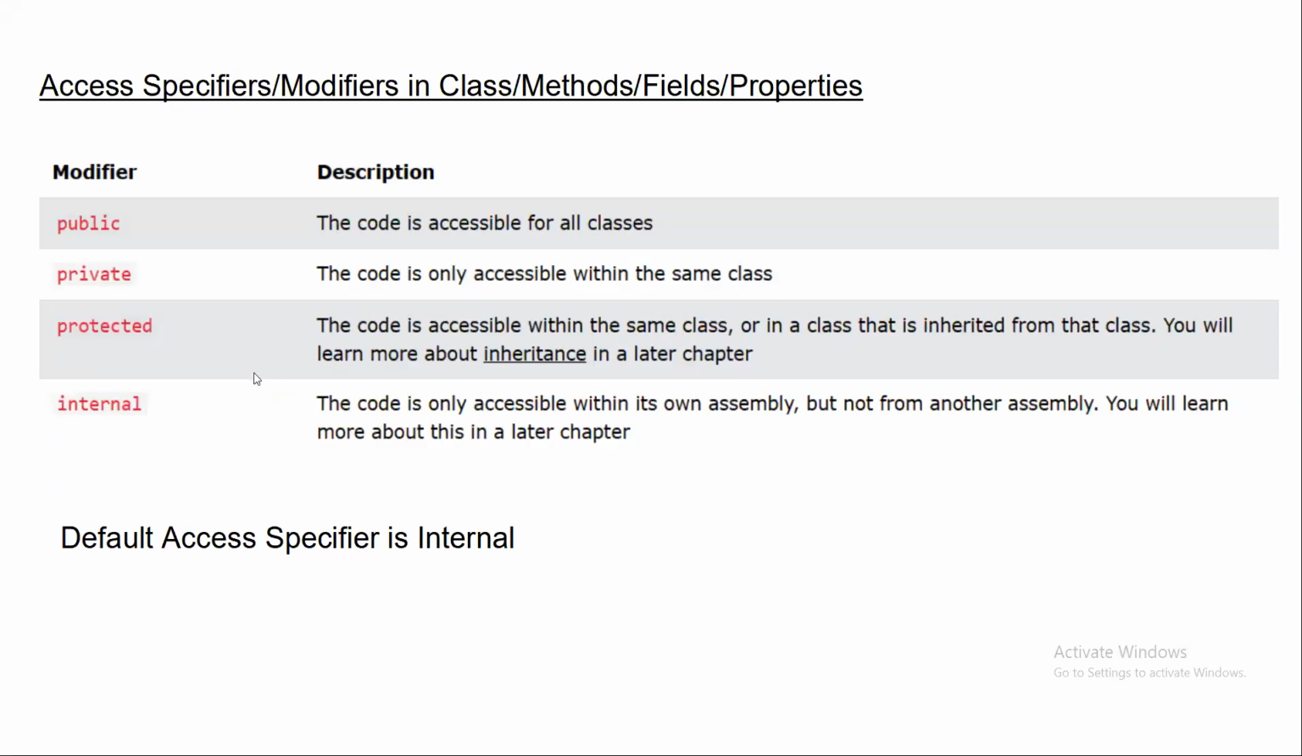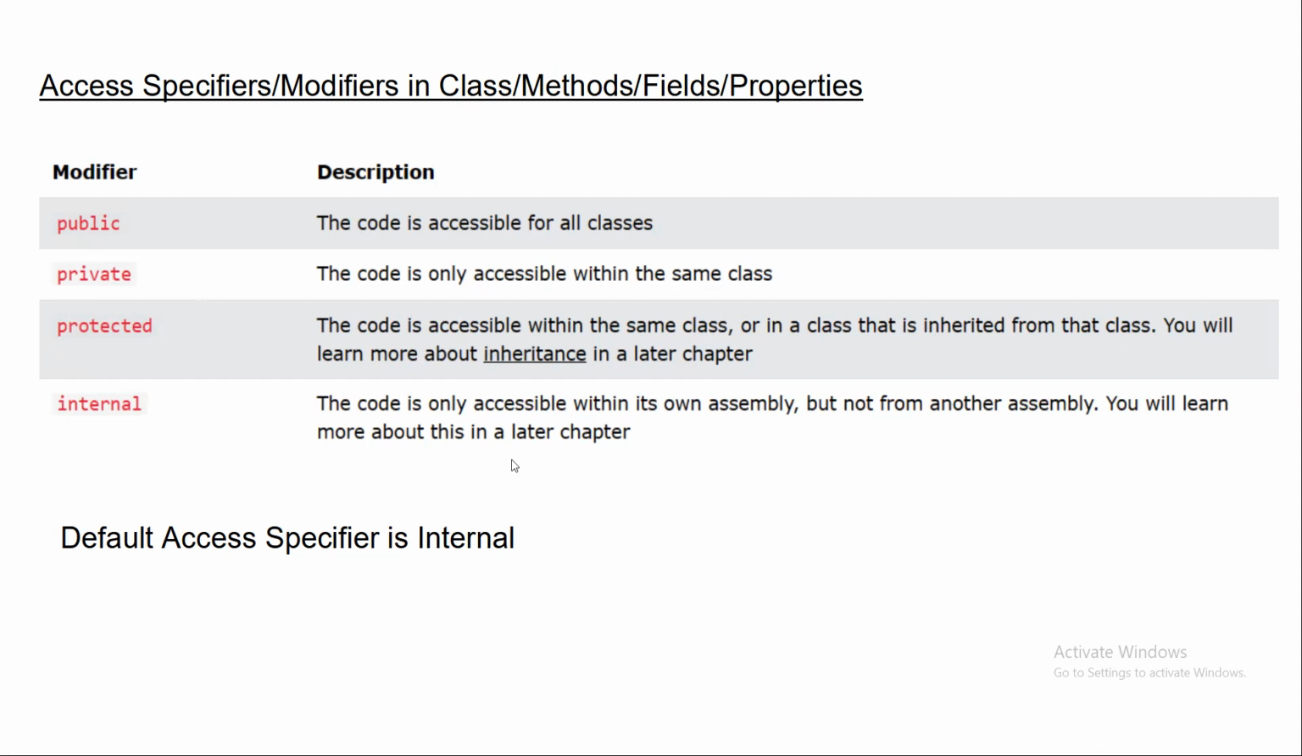Protected is something I will cover during inheritance, because it basically shows that the protected modifier can work within the same class or in a class that is inherited from that class. If I show you one inheritance example, I should be able to explain clearly how protected works.